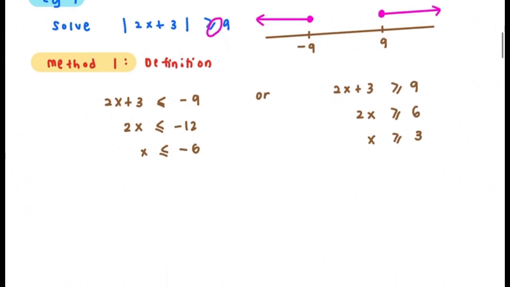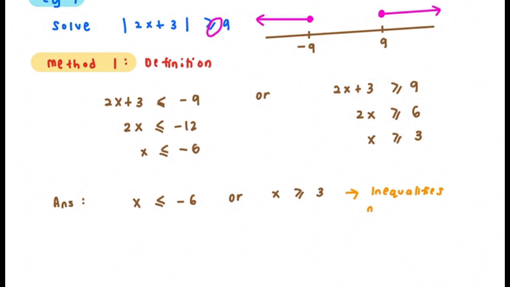Okay, so how to write your answer? You have two types of writing the answer. The first one, as it is, which is x is less or equal than negative 6, or x is more or equal than 3. This one we call the inequalities notation.